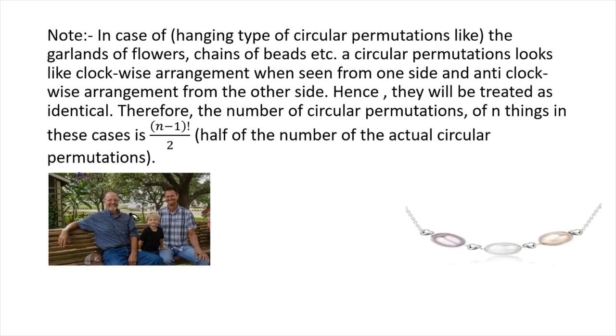Whereas here, if I want to exchange these two, then what I have to do is I have to rearrange. If I want to exchange these two beads, then I just have to rotate the chain. That means here we are considering both clockwise and anti-clockwise permutations as a single permutation. So that's why we are dividing it by 2.